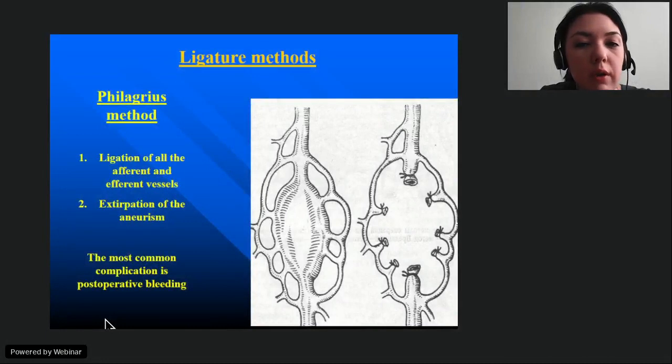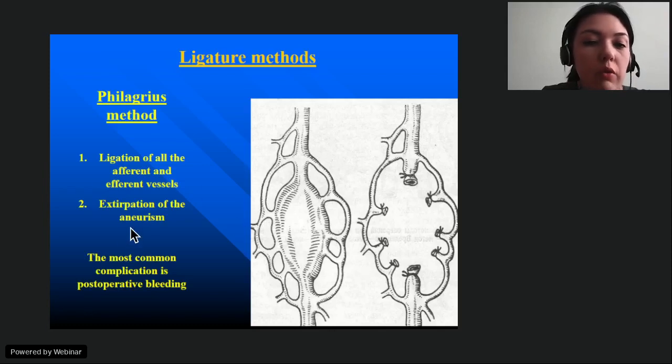The other method is the Filagrius method. We ligate all the afferent and efferent vessels which come to and leave the aneurysm, and we perform extirpation of the aneurysm. The most common complication is postoperative bleeding, because you see how many ligatures we should apply. One of them will definitely slip out and it will cause bleeding.